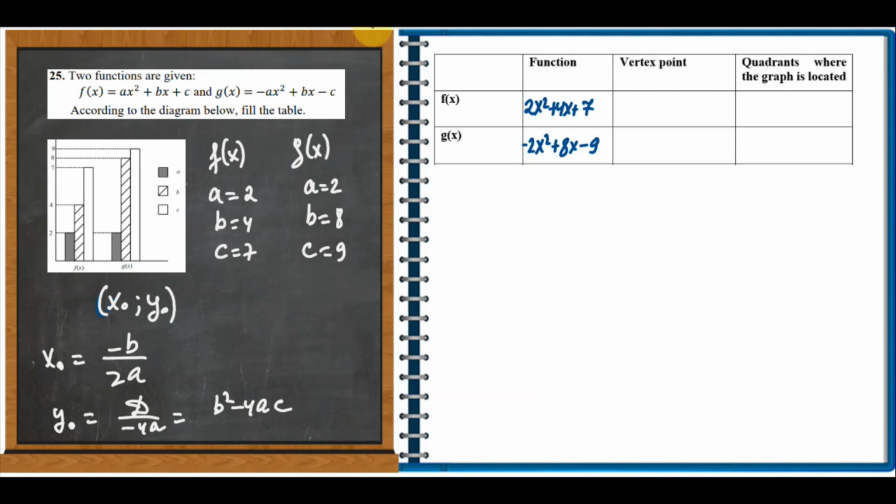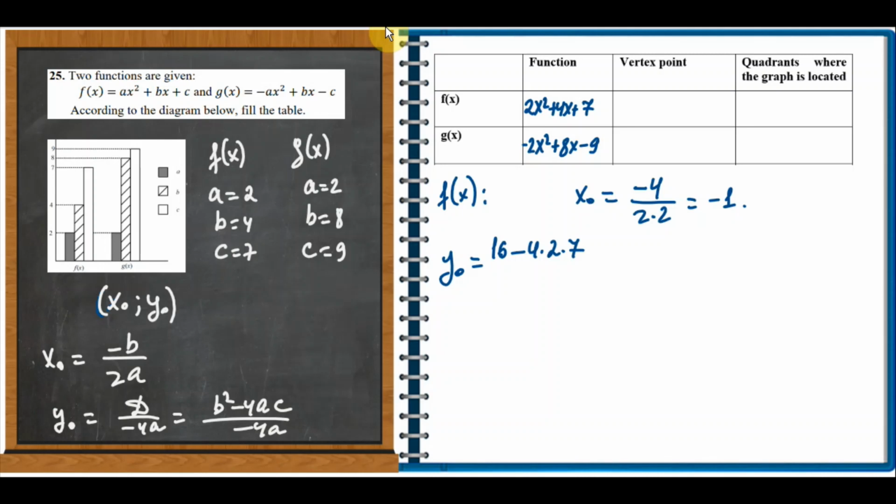Now let's find the vertex point for fx. X0 will be, guys, we will pick the coefficients from the function. X0 is negative b over 2 times a, that's negative 1. Y0 is b squared, which is 16, minus 4 times 2 times 7, over negative 4 times 2. That is 16 minus 56 over negative 8, which is negative 40 over negative 8. So it's 5 here. We found the coordinates for fx: negative 1 and 5.